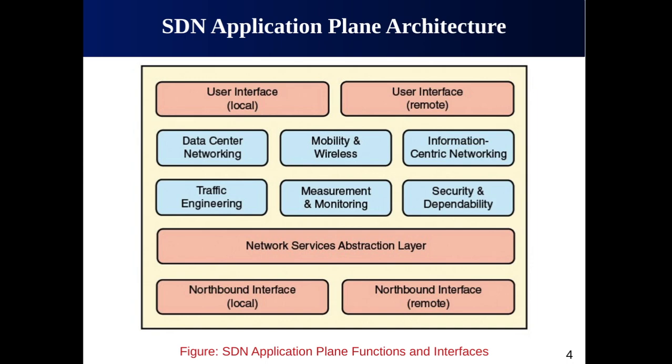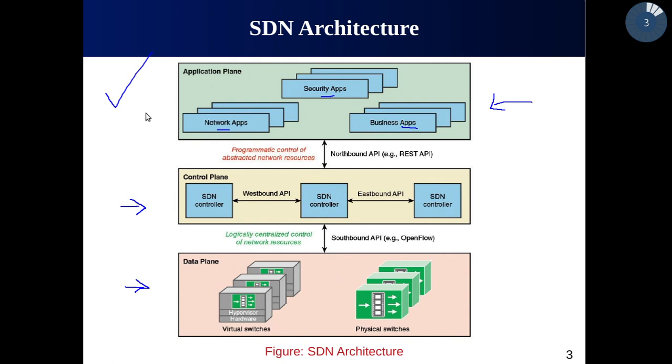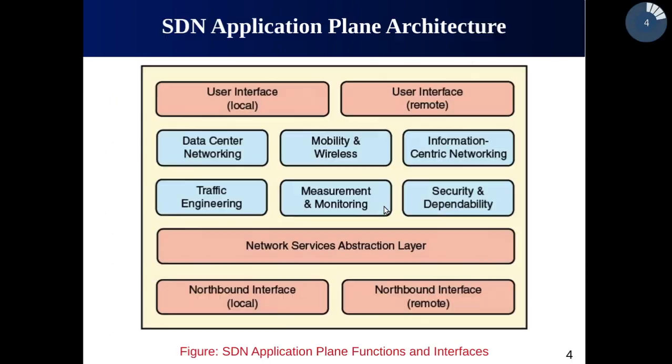SDN application plane. This is actually the architecture of this first plane or first layer, that is the application plane. What is inside it? Let us see them one by one. The first thing is that the application plane contains different applications and services. These applications and services will explore how we can actually monitor and control network resources and network behavior.